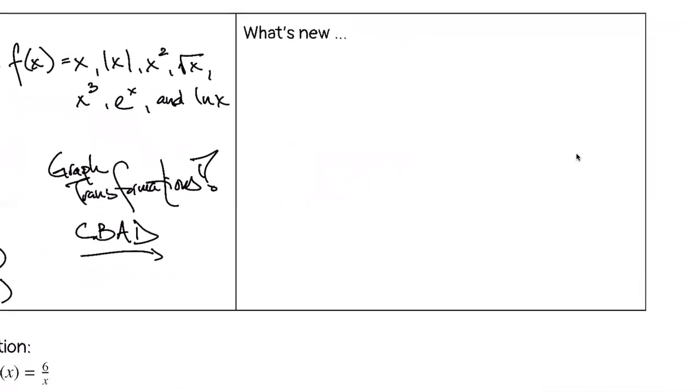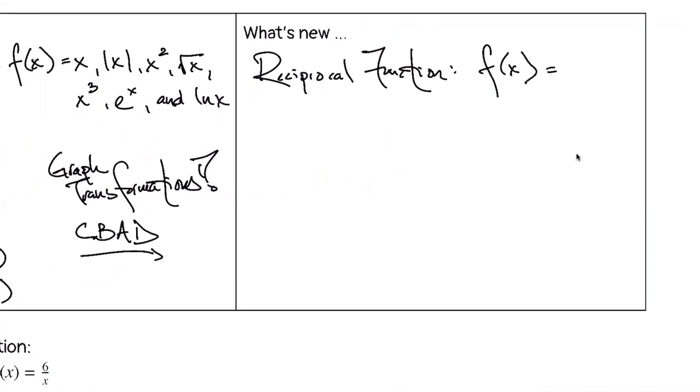But what we're doing today is adding one new parent function to the mix. And this function is called the reciprocal function. And this function looks something like f of x equals 1 over x. Okay. We're going to be doing that in this video.